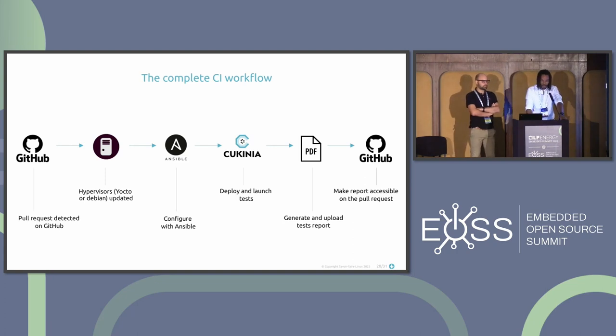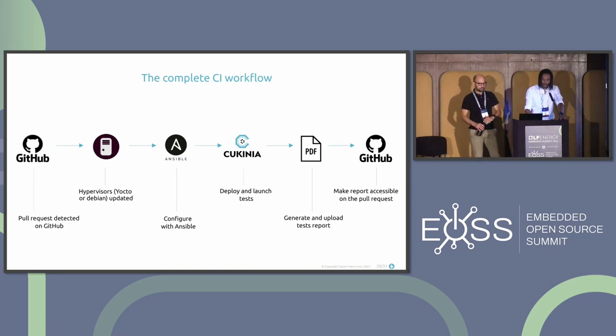Basically, each time there is a pull request on GitHub, we have a laboratory. In this laboratory, we have real hardware. Each time there is a pull request, we will redeploy the Linux distribution on the cluster, and once it's redeployed, we will use Ansible to redo the whole configuration. So each time there is a pull request, we flash the machine and restart from scratch, and then we deploy and launch all the tests.